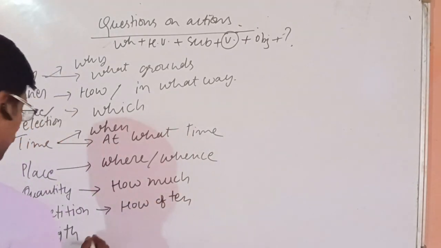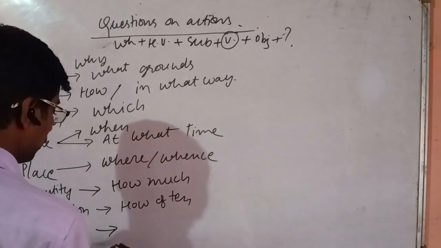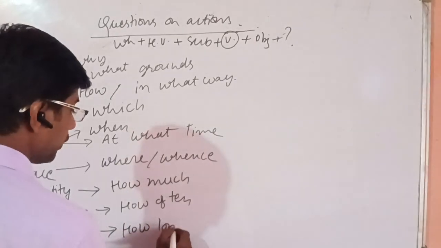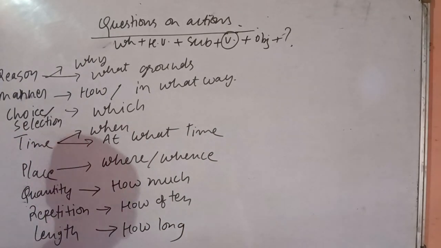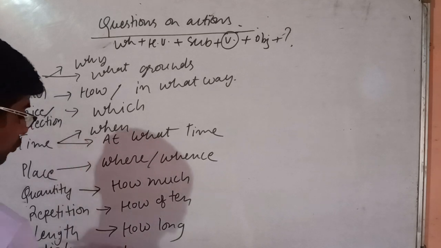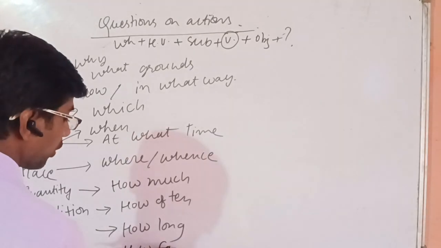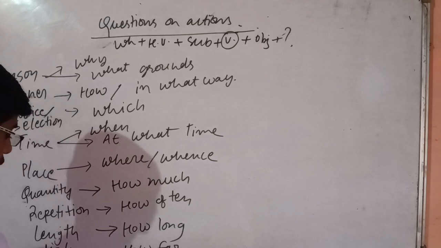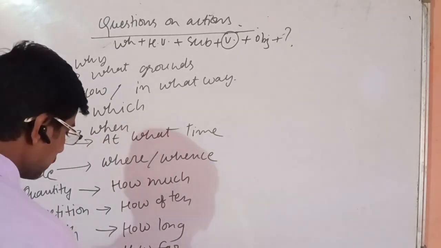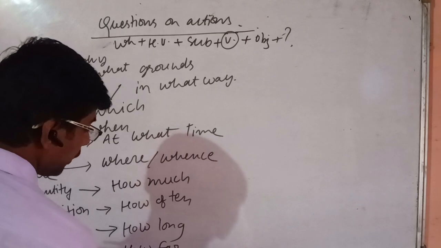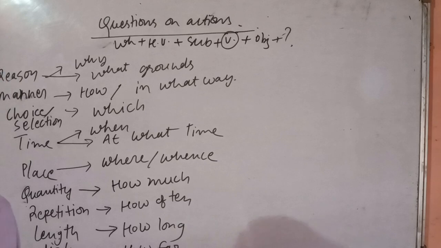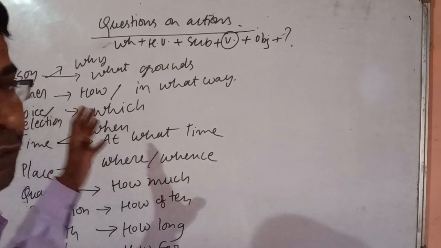Or if you ask a question on the length or stretch of an action, how long. If you want to ask a question on the distance of an action, you use how far. Or if you ask a question on the number of things or actions, we use how many. So these are some important WH words to ask questions on different aspects of action. And now, let me give you some examples.